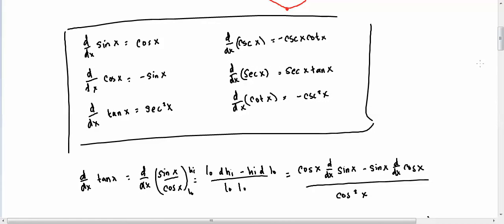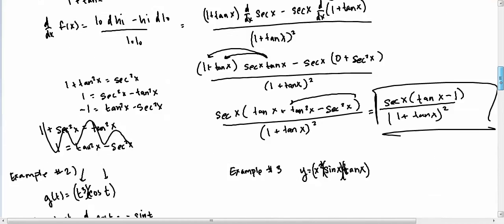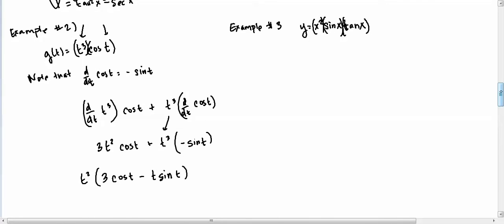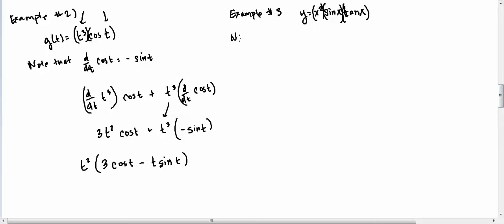I had a sine of x, so I'm going to remember that the derivative of sine of x is equal to cosine of x. And the derivative of tangent of x is equal to secant squared of x. So I'll put a little note to remind myself. Note that d dx of sine of x is equal to cosine of x, and also that d dx of tangent of x is equal to the secant squared of x.